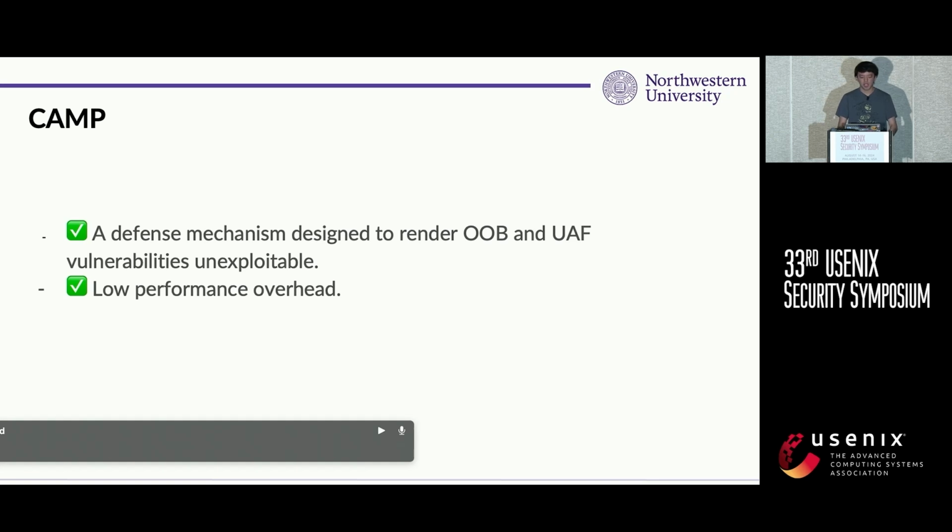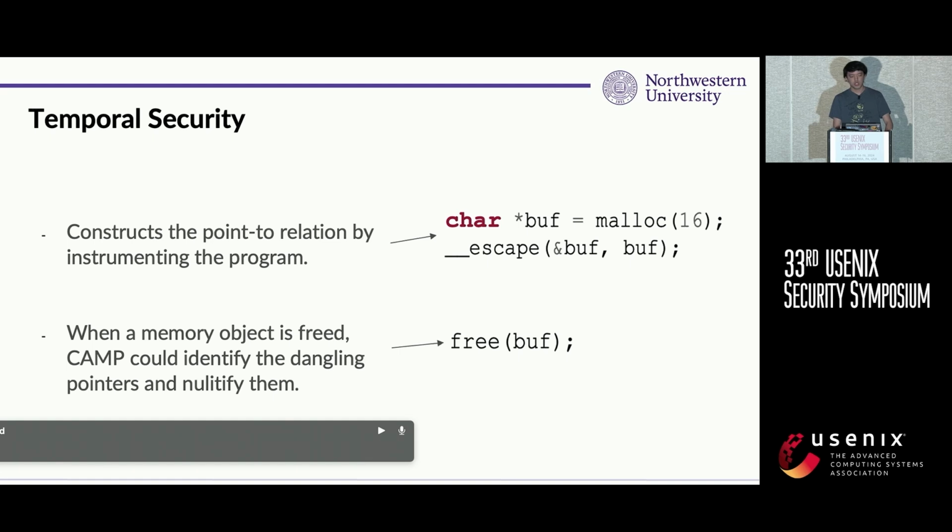So we proposed CAMP. CAMP is a defense mechanism designed to render out-of-bound and use-after-free vulnerabilities unexploitable, while also providing low performance overhead. First, we introduce how CAMP provides temporal security. CAMP prevents use-after-free by nullifying dangling pointers.